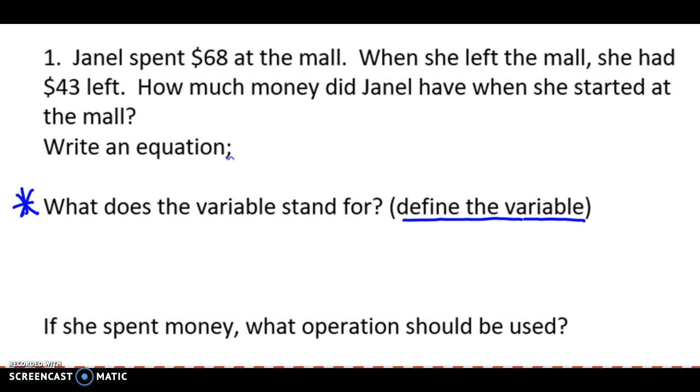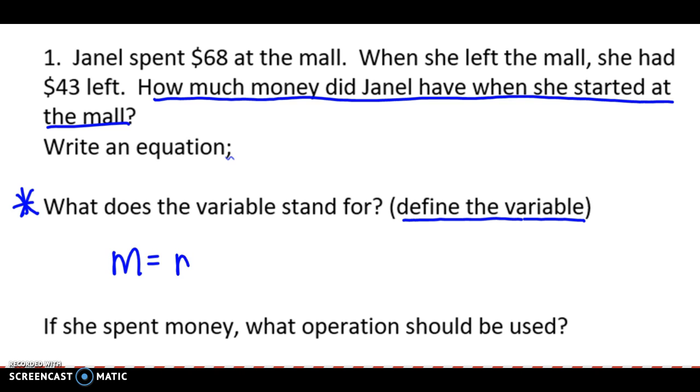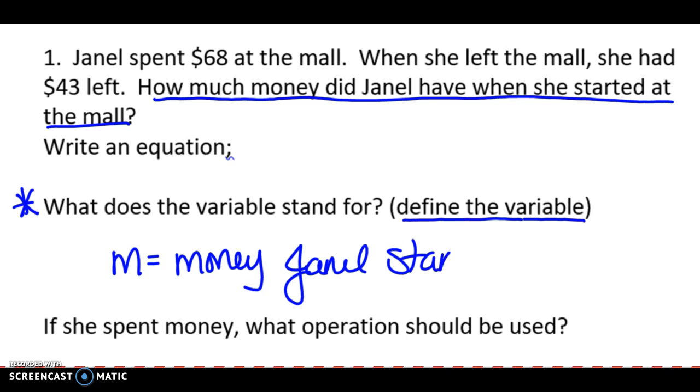So to define the variable, I'm going to go back up to the question. It says, how much money did Janelle have when she started at the mall? So I'm going to use an M for money equals the money Janelle started with. That is how you define a variable. That just means tell me what you're trying to find.